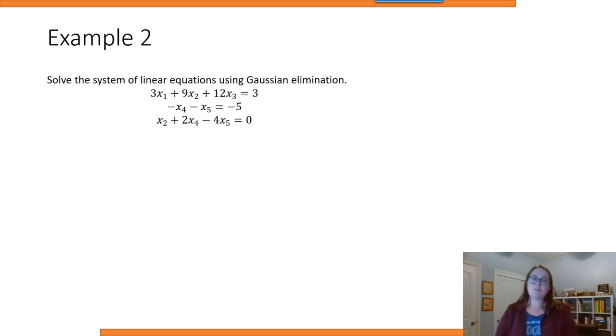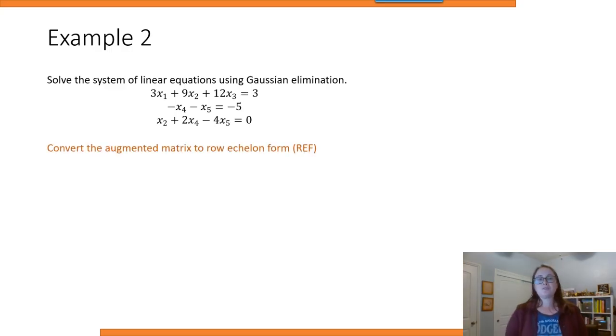Okay, so let's do an example where we can bring all this together. We're going to do Gaussian elimination on this system of equations. We've got 3x1 plus 9x2 plus 12x3 equals 3. Then negative x4 minus x5 equals negative 5. And x2 plus 2x4 minus 4x5 equals 0.